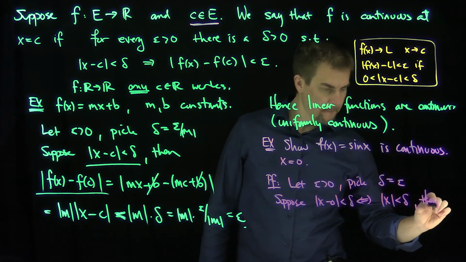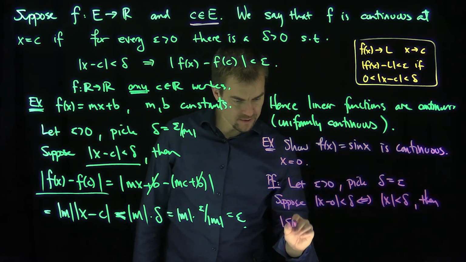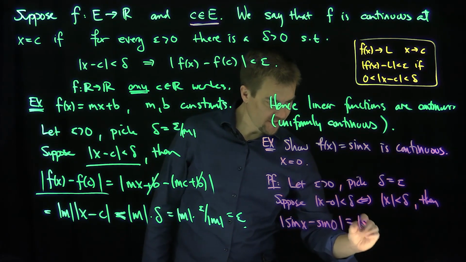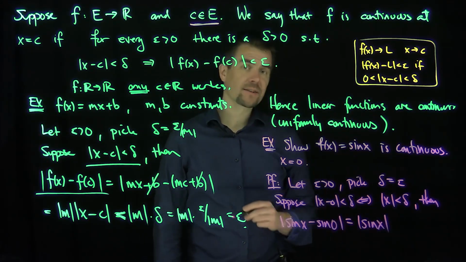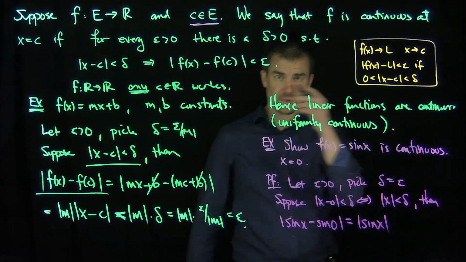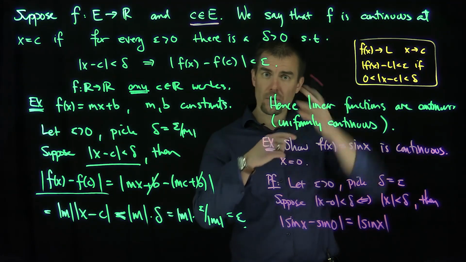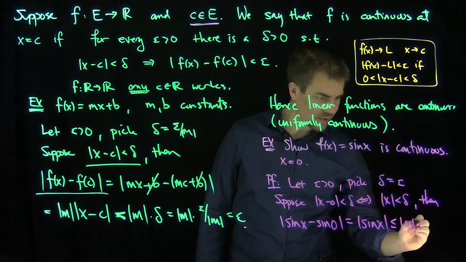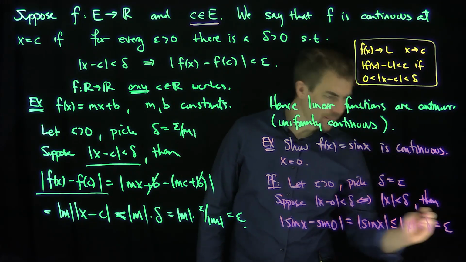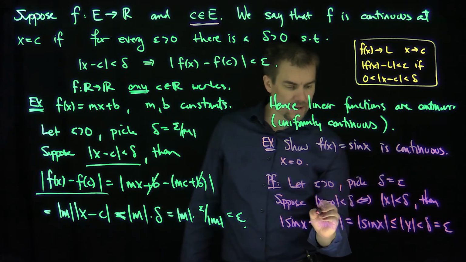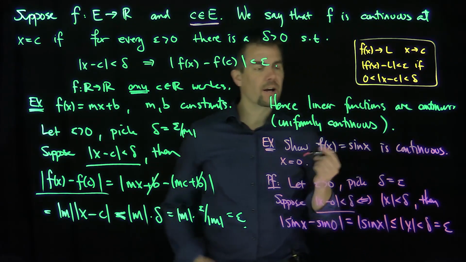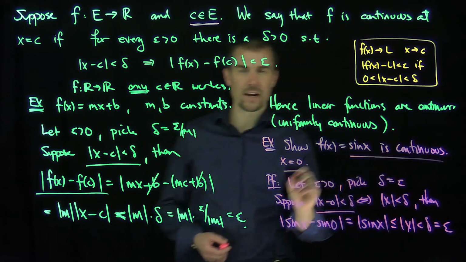Then |sin(x) - sin(0)| is just |sin(x)|. And |sin(x)| is no larger than |x|, because the sine of an angle is no more than the arc length of the corresponding angle. So that's less than or equal to |x|, which is less than delta, which equals epsilon. So we've shown that if |x - 0| < delta, then |sin(x) - sin(0)| < epsilon. That proves that sin(x) is continuous at x = 0.